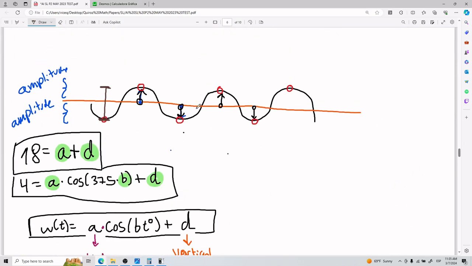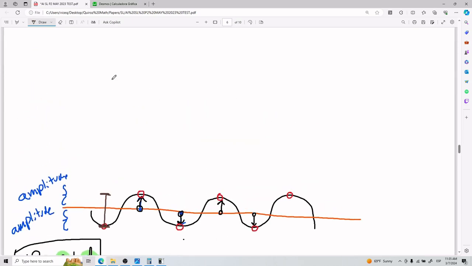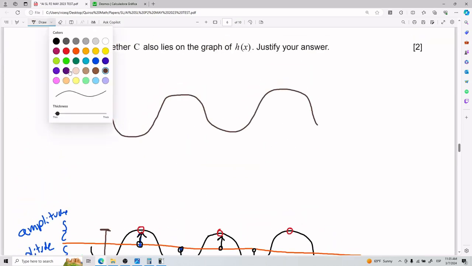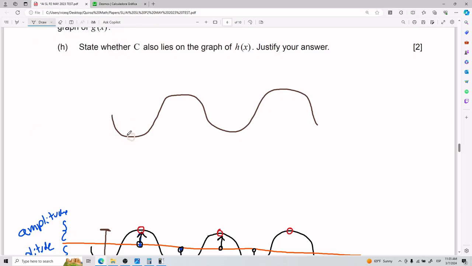If you're not convinced yet, let me give you another example. Imagine you have a cosine line, and we know that this is a height of 2. So this is going to be 1, this is going to be 2, this is going to be 3, this is going to be 4. So this is a height of 2 and this is a height of 4.